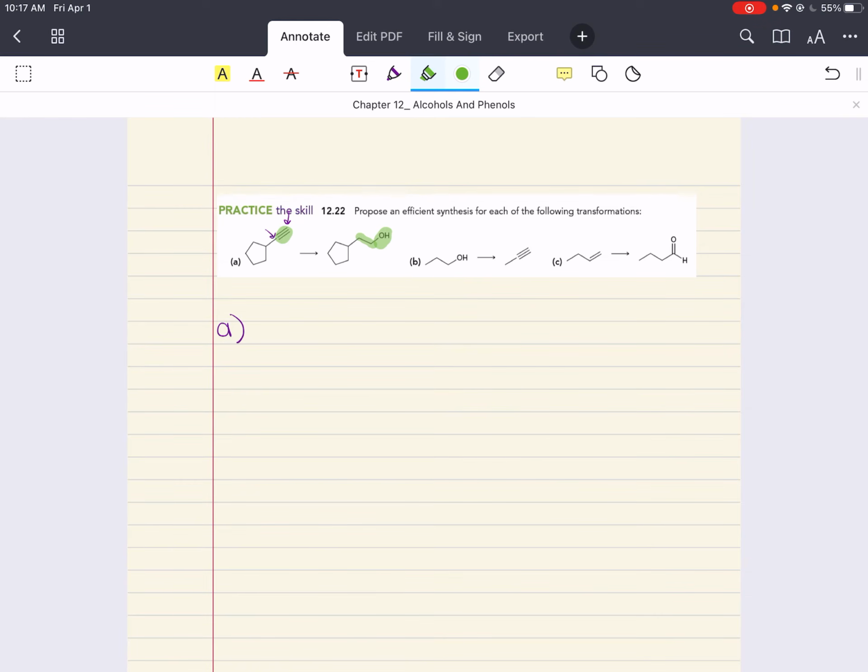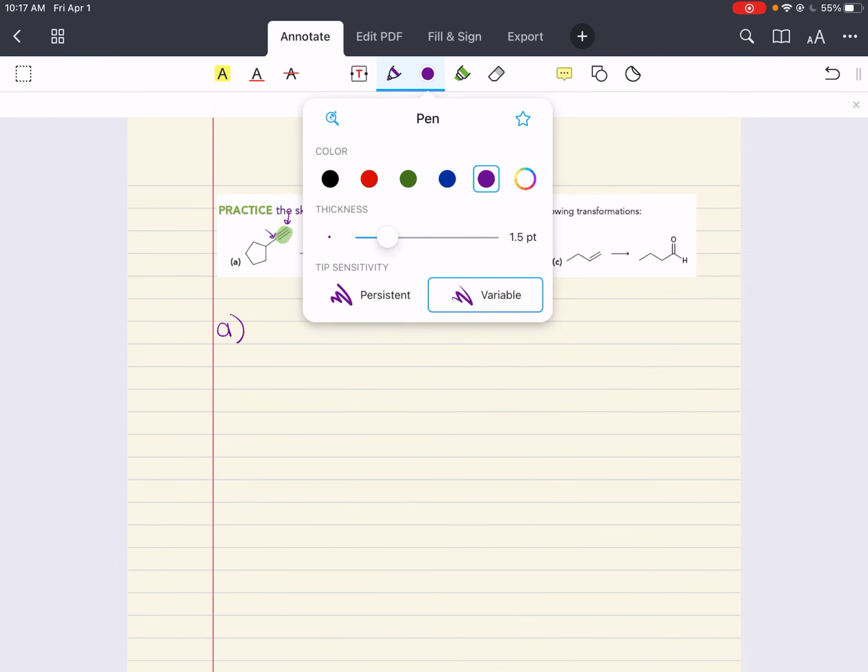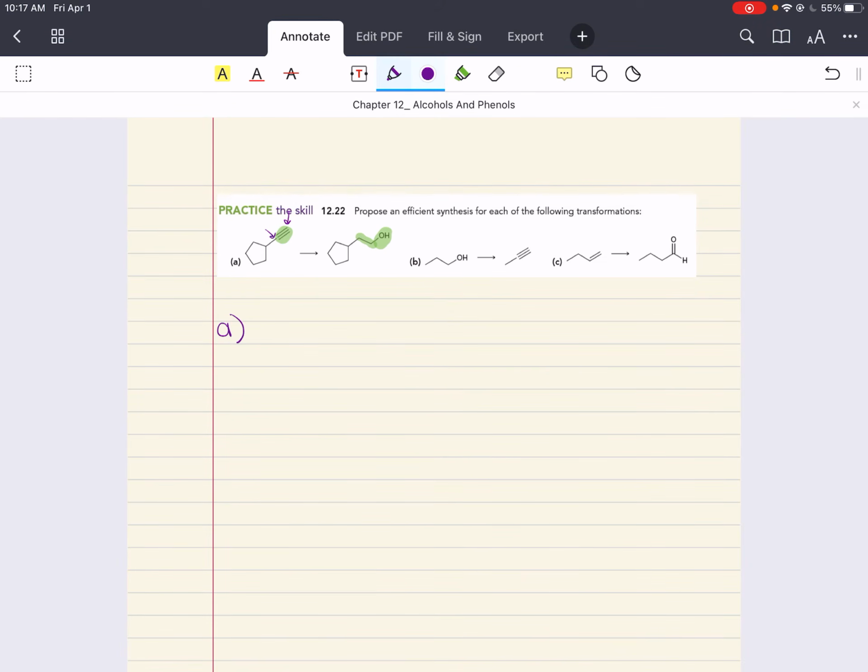We don't know one direct way of going from a triple bond to a primary alcohol. What we do know is we can go from a double bond to an alcohol. So here's our starting reagents. Here's our end product.